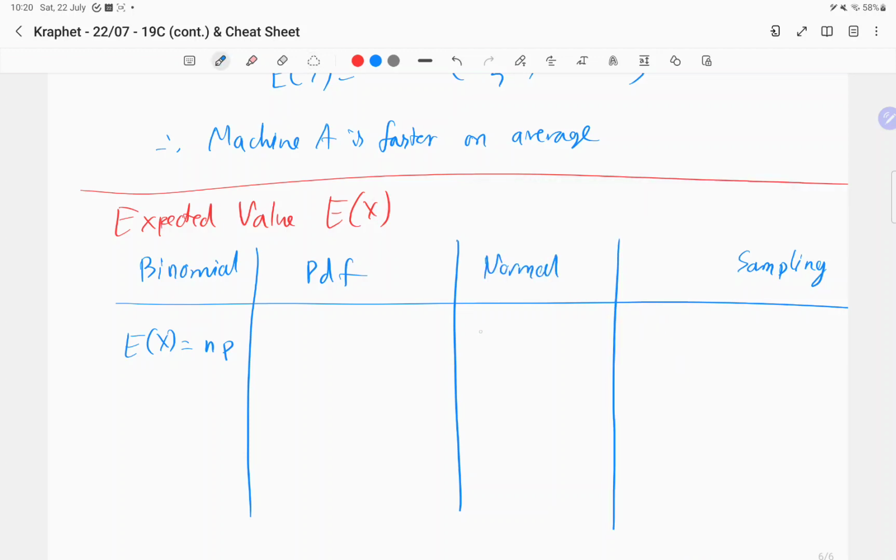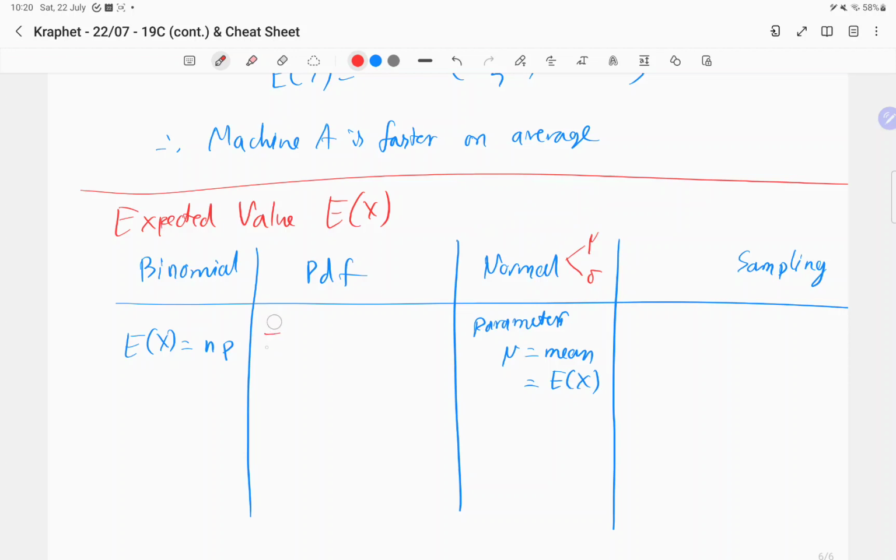The normal is just the parameter mu, which is the mean. Mu is the same as the expected value of x for the normal distribution. Remember, normal always has the mean and the standard deviation. The mean is basically the expected value, because the normal distribution is symmetrical on both sides, so it's just the mean, the middle one. That's the easiest one.